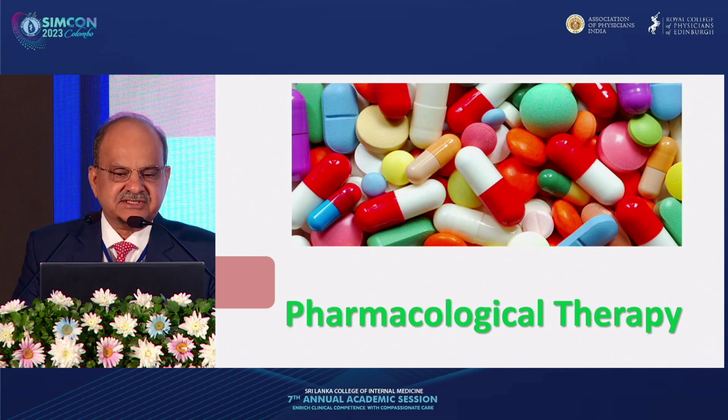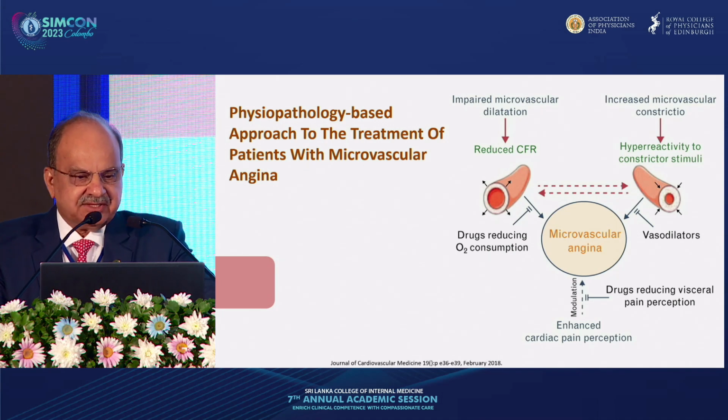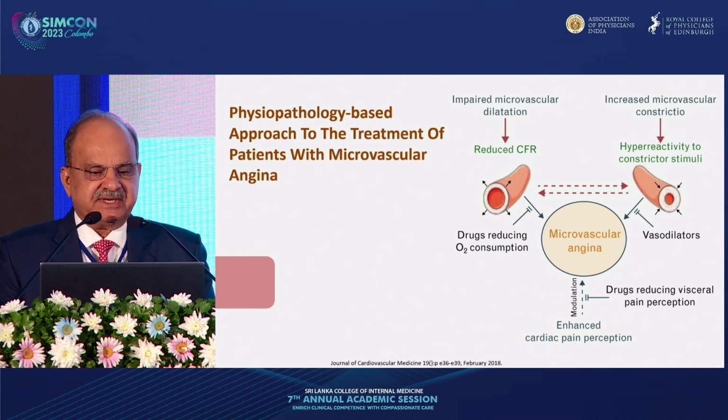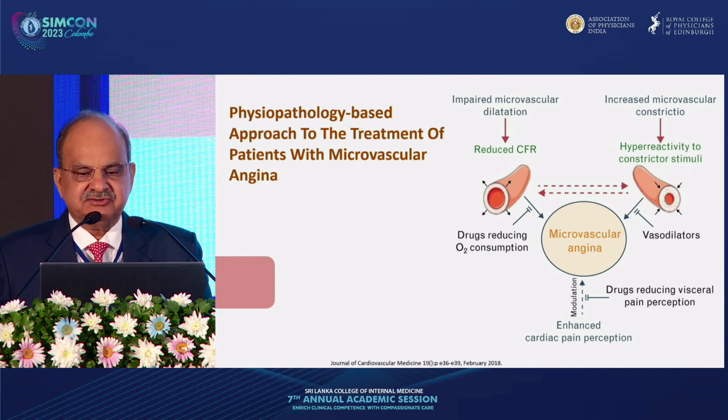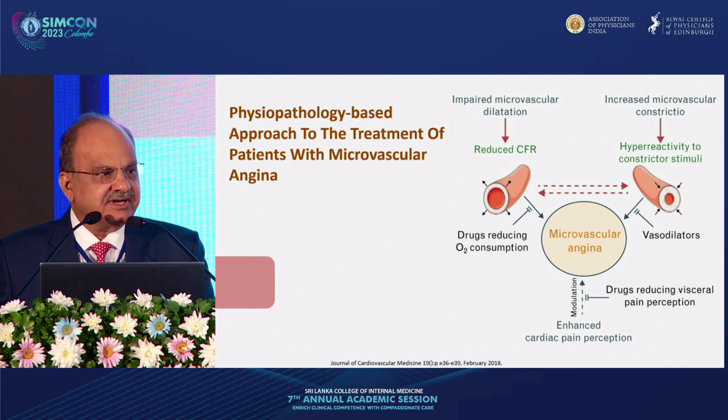Now, what is the pharmacological therapy? In the pathophysiology-based approach to the treatment of patients with microvascular angina, we know that there is impaired microvascular dilatation, reduced CFR, increased microvascular constriction, and hyperreactivity to constrictor stimuli. So drugs reducing oxygen consumption, vasodilators, and drugs reducing visceral pain perception should be taken into account to treat microvascular angina.